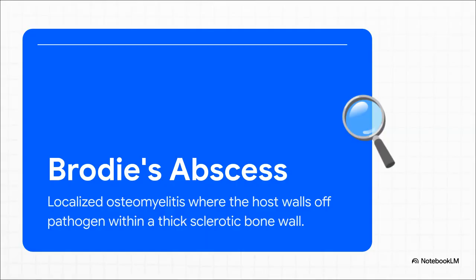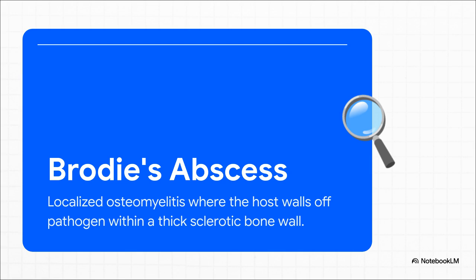Sometimes, though, the body fights back in a really specific way, creating what we call a Brodie's abscess. This is a localized subacute or chronic osteomyelitis. What happens here is pretty wild. The host's immune system successfully traps the Staph aureus inside a radiolucent space, totally encasing it in a thick, sclerotic wall of reactive bone.